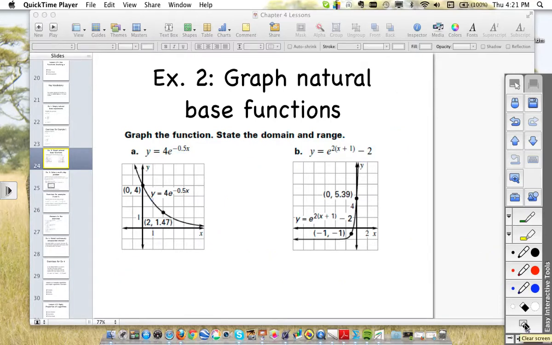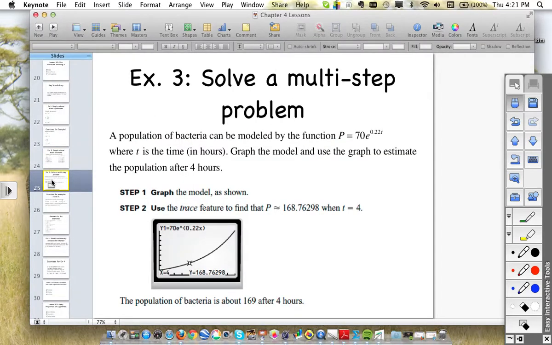All right, so let's take a moment. And we'll look at another multi-step problem, which again goes straight to using the calculator. Then I'll give you an example. So a population of bacteria can be modeled by the function P equals 70 times e to the 2200ths times t. All right, so here's our function here.